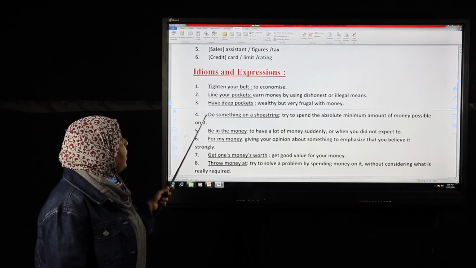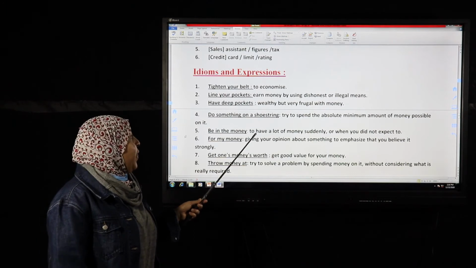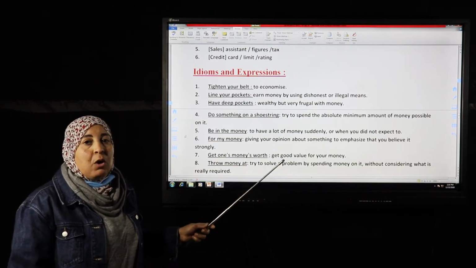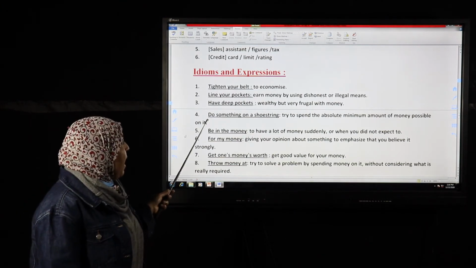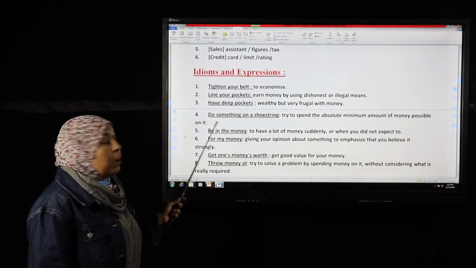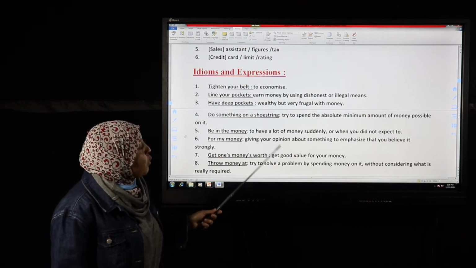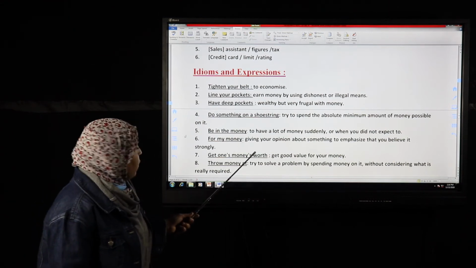Number 3, have deep pockets. What do you mean? Wealthy but very frugal with money. You are rich but you don't spend a lot. This is the meaning of have deep pockets. Number 4, do something on a shoestring. Try to spend the absolute minimum amount of money possible on it.